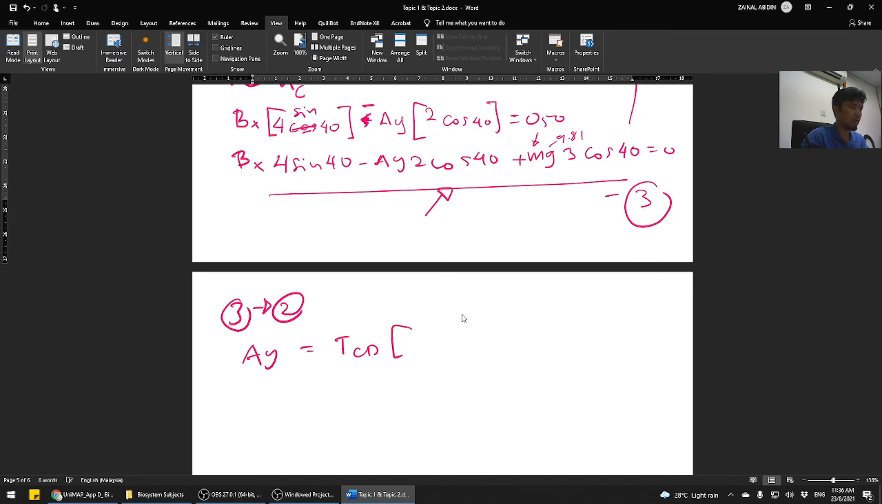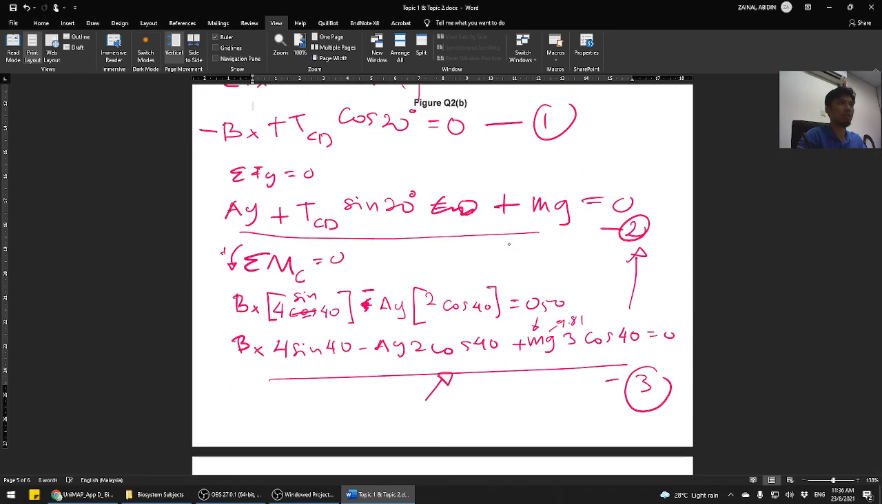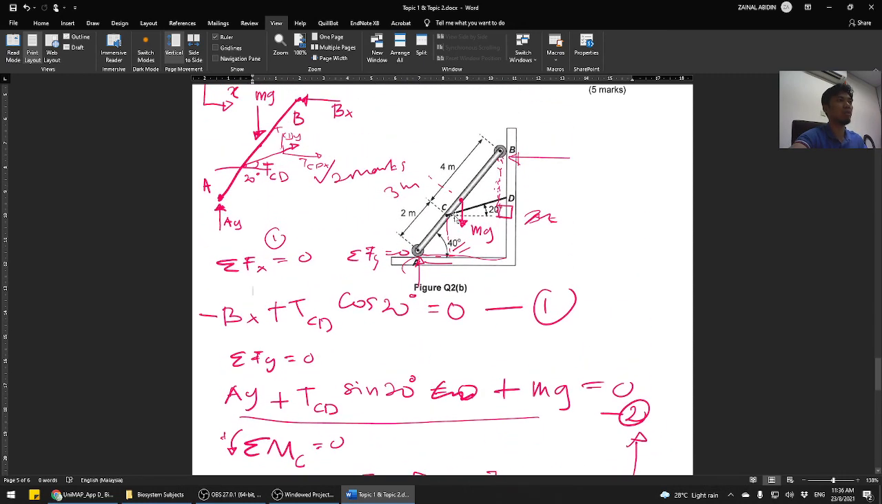TCD 2.416 minus 375.75 divided by 1.53. I'm solving this equation, actually. This equation. TCD sin 20. TCD sin 20.